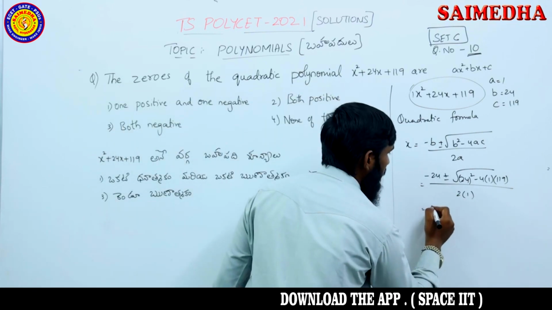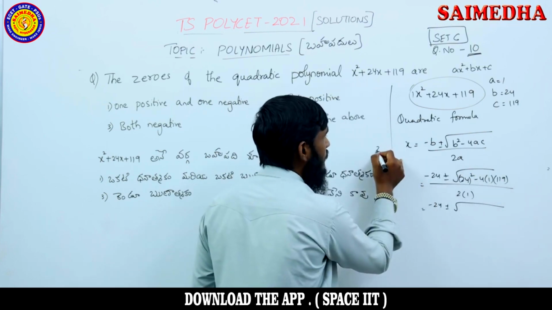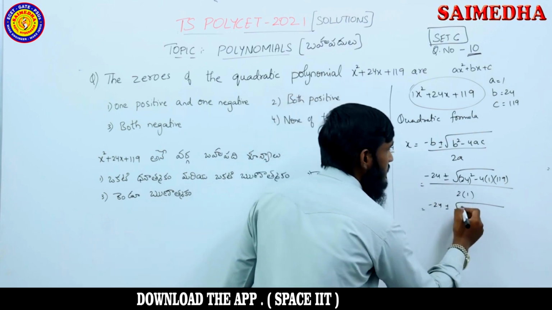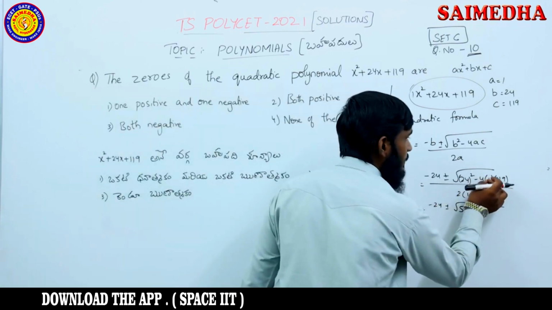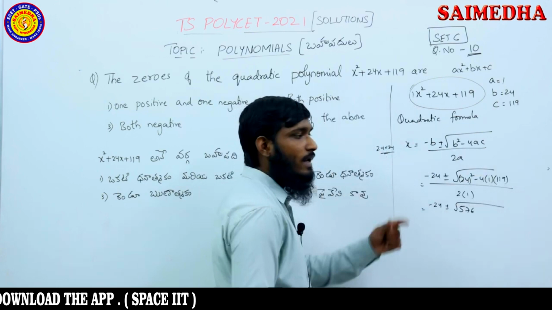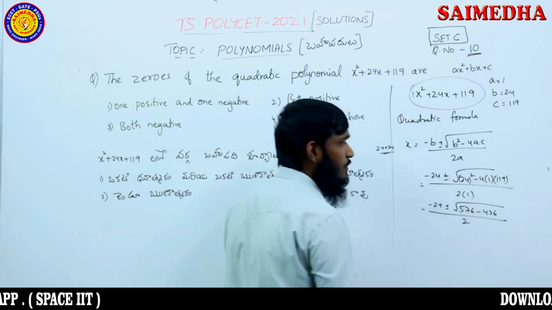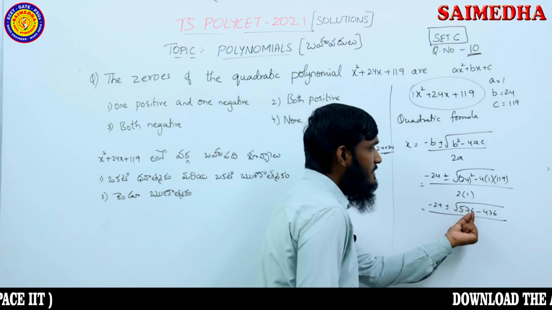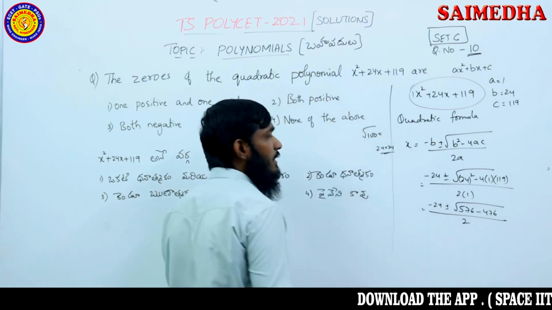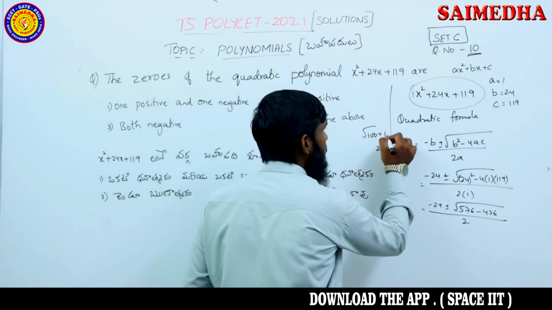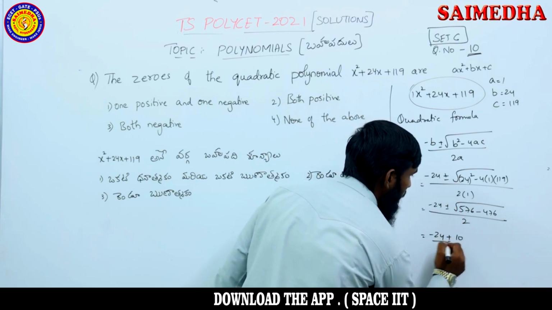When we solve this one, we get minus 24 plus or minus root 24 square, and 24 square is 24 into 24, which is 576. Now we multiply 4 into 119, which is 476, divided by 2 ones are 2. When we subtract 476 from 576, we get 100. Root 100 is equals to 10. Now let us substitute over here. This will be minus 24 plus or minus 10 divided by 2.